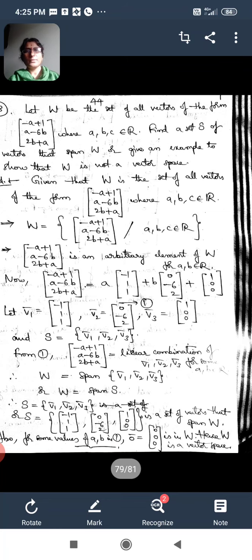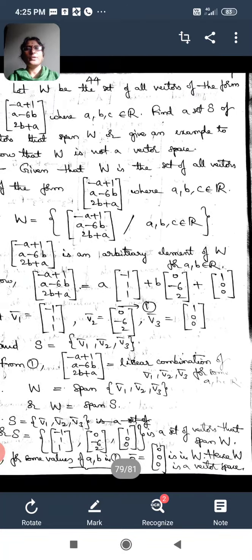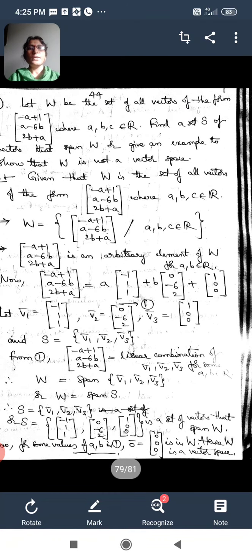So the task given to us is that either we have to show that there exists a set S of vectors so that it spans W. That means the span of those vectors is equal to W. Or if we are unable to get such a set S of vectors which span W, then we need to give an example to show that W is not a vector space.